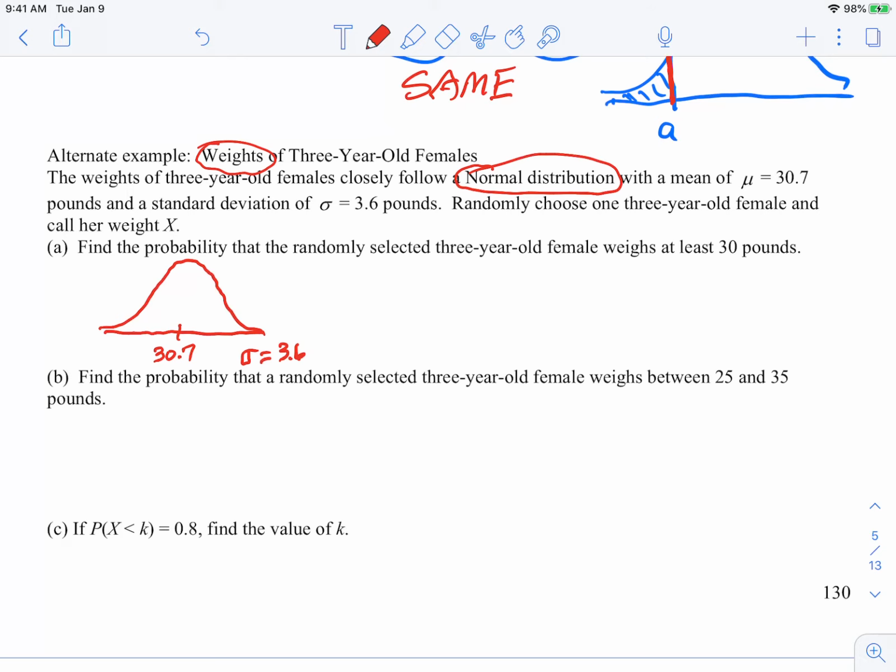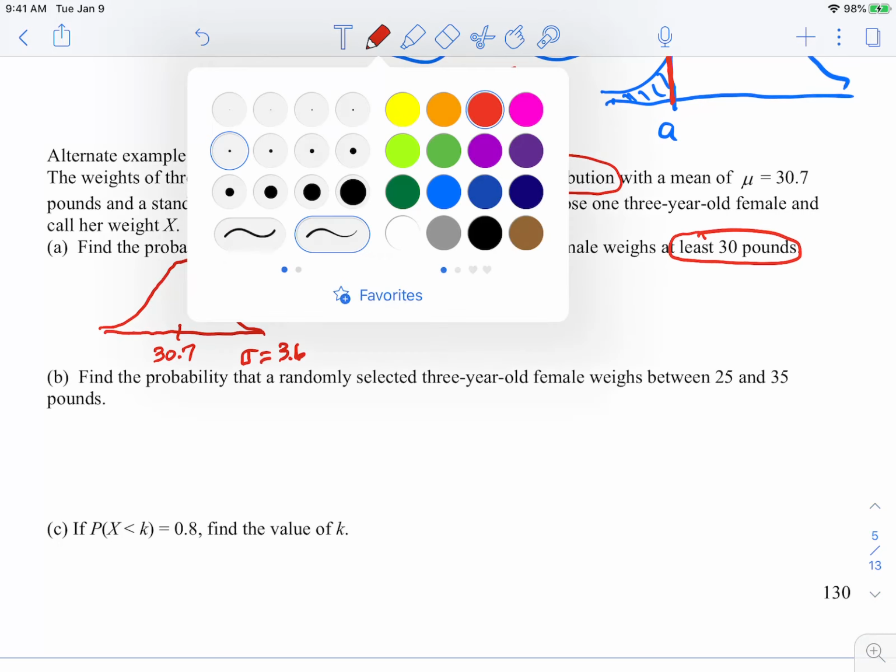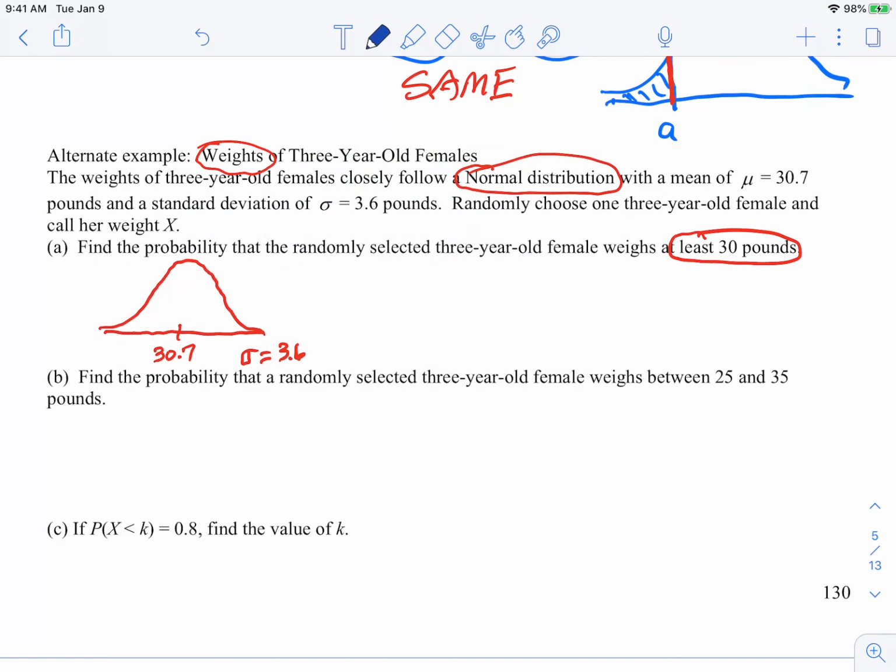And now they want us to know the probability that a female weighs at least 30 pounds. So at least 30 pounds is going to be just a little bit to the left of the mean. So we would expect this answer, if it's at least 30 pounds, to be a little bit over 50%.